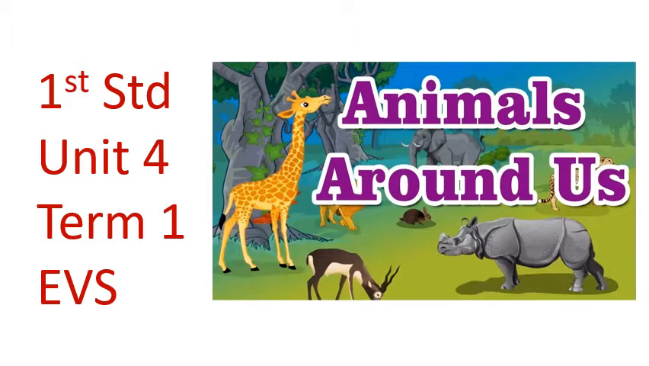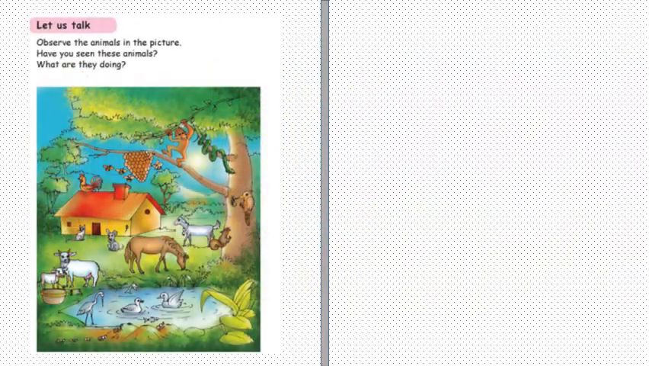Animals around us. First standard, unit 4, term 1, EVS. Here, if you can see, there is a picture with a lot of different kinds of animals in it. You need to ask your child to name all the animals he or she knows.